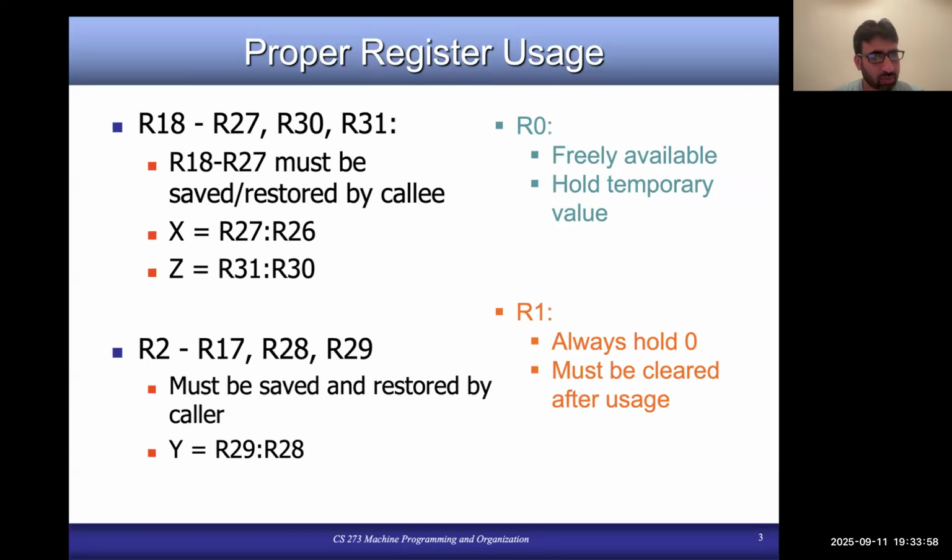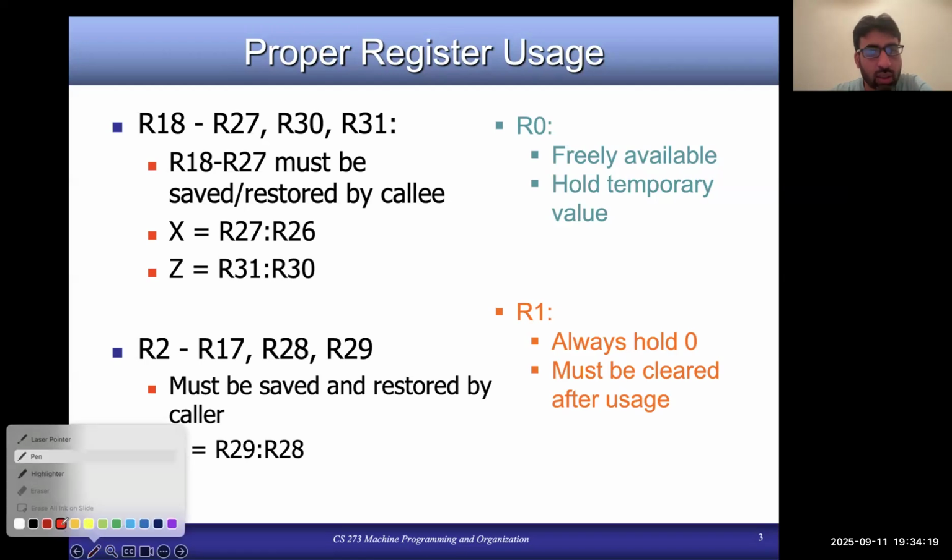First, let's talk about R0. R0 is freely available. Freely available means that you can use it to hold any temporary value, like many other general purpose registers.